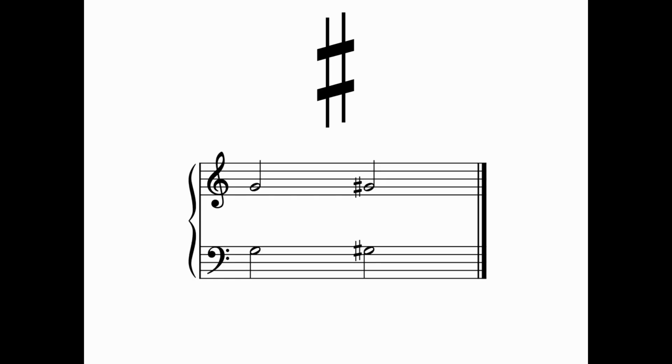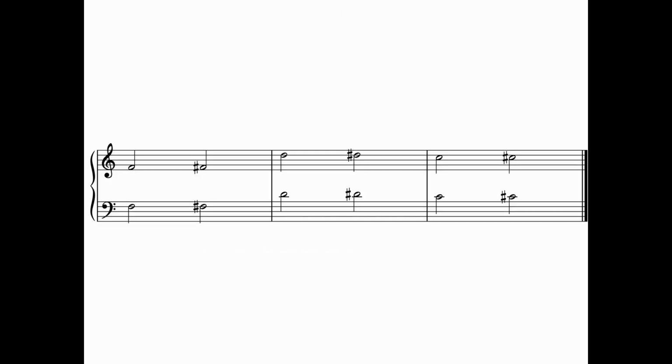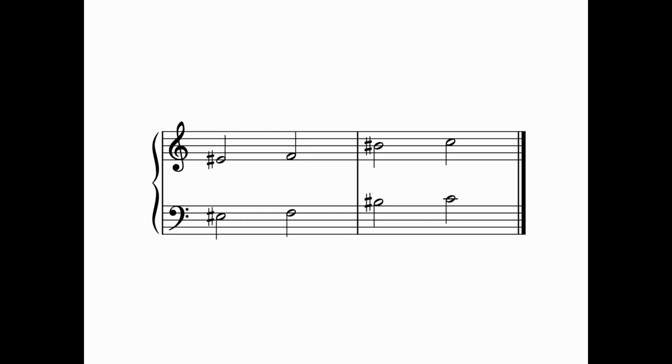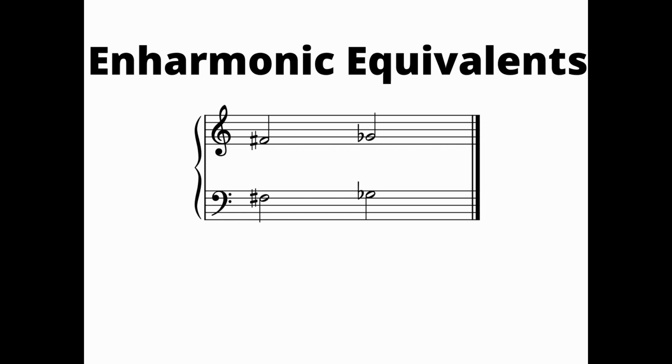The sharp looks like a hashtag and tells us to raise a note 1/2 step. F natural would become an F sharp, D natural would become a D sharp, and C natural would become a C sharp. Just like before, an E sharp sounds the same as an F natural, and a B sharp sounds the same as a C natural. When 2 notes sound the same but are spelled differently, these are called enharmonic equivalents. An F sharp and G flat are spelled differently, but produce the same pitch when played on an instrument.